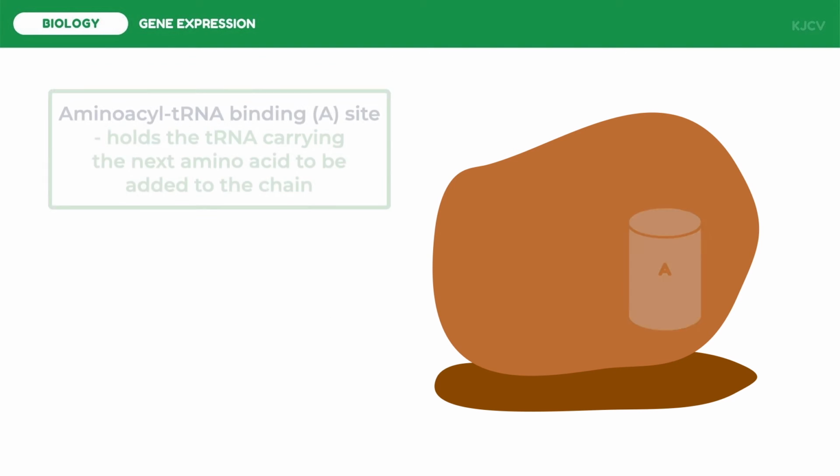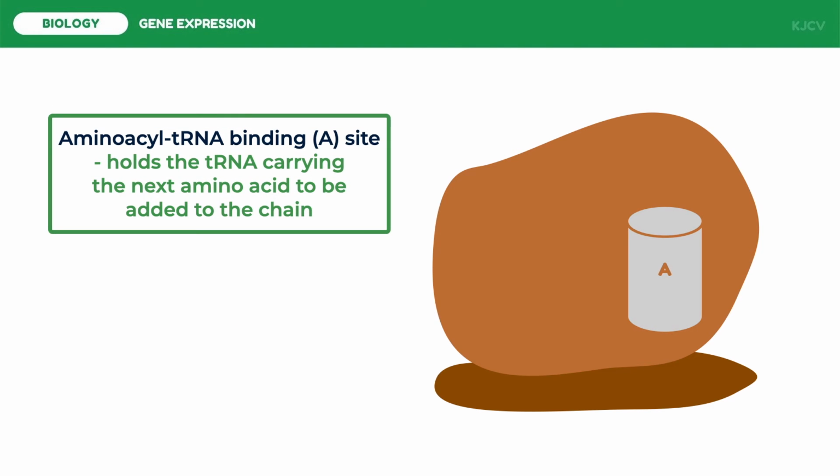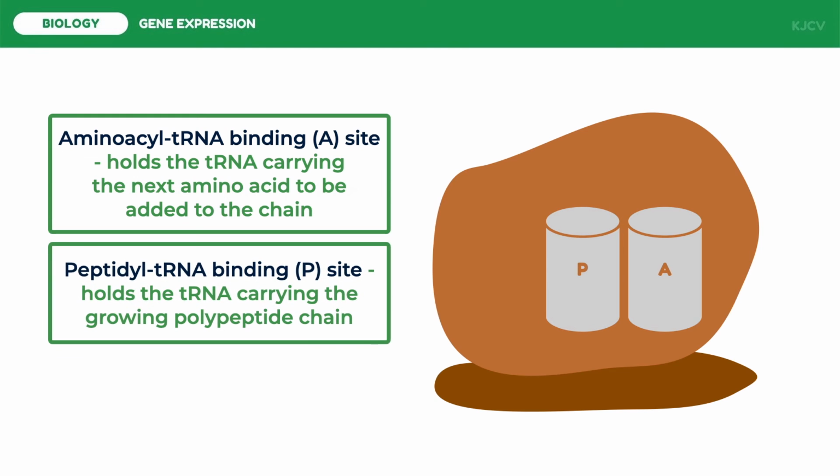The first site is the amino acid tRNA binding site or A site. This would serve as the entry site of the tRNA. The middle site is the peptidyl tRNA binding site or P site. This will hold the growing polypeptide chain during the elongation step. This is the site which gets the amino acid from the tRNA in the A site.